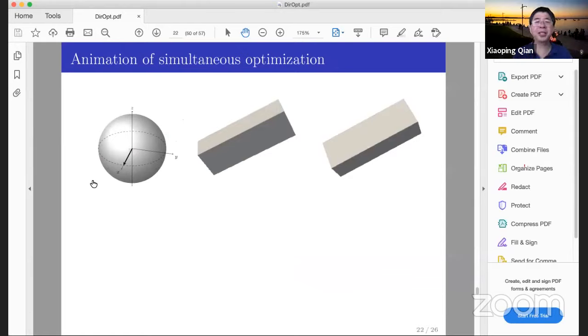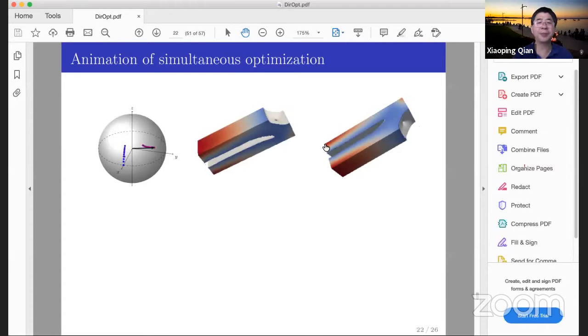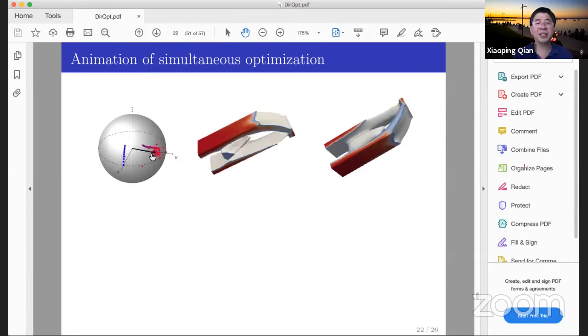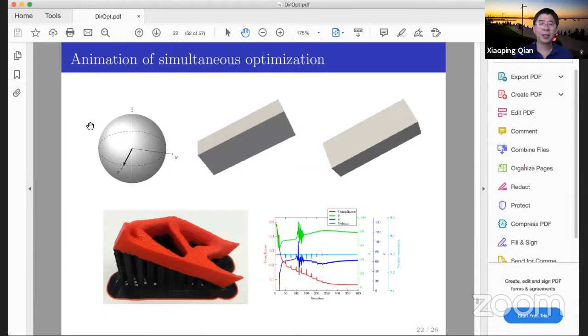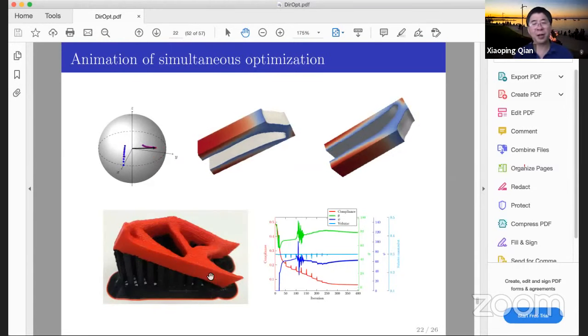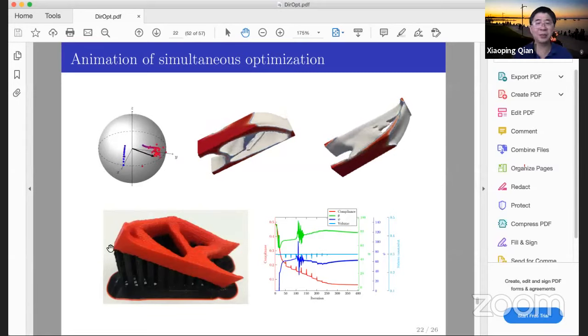Here we show you the animation of the optimization process. We're using a sphere to show the evolution of the angles. And this shows two views of density. As you can see, initially there's a large angle change. The color of this point on the sphere represents the cost function. And then this is the optimized part. You can see this part can be printed without any support inside the design domain.